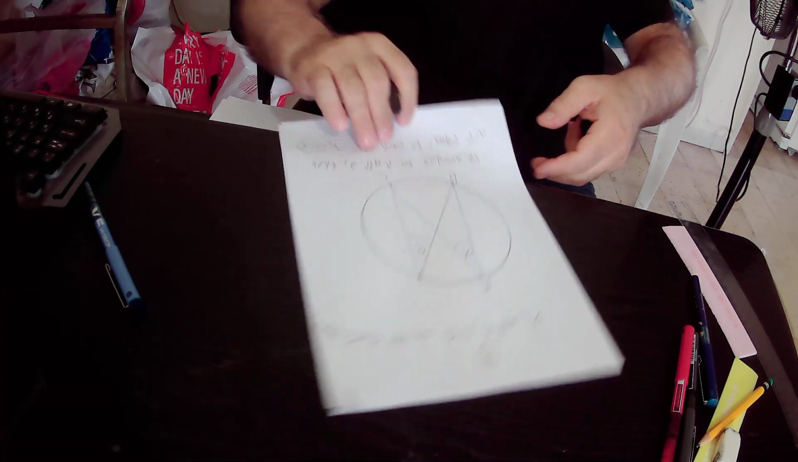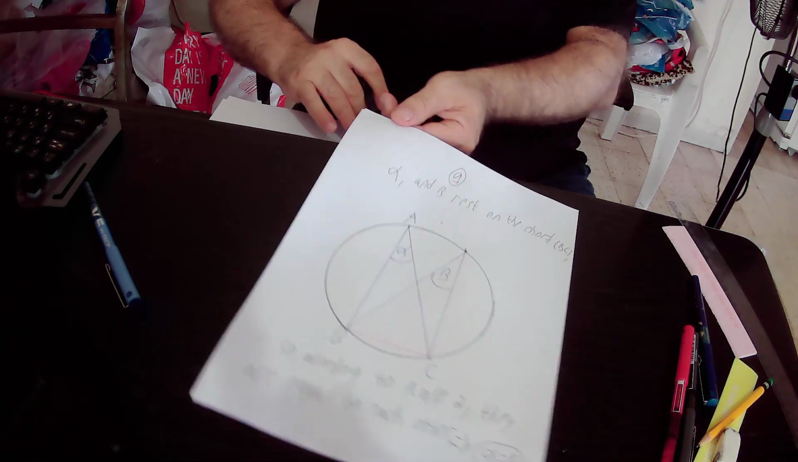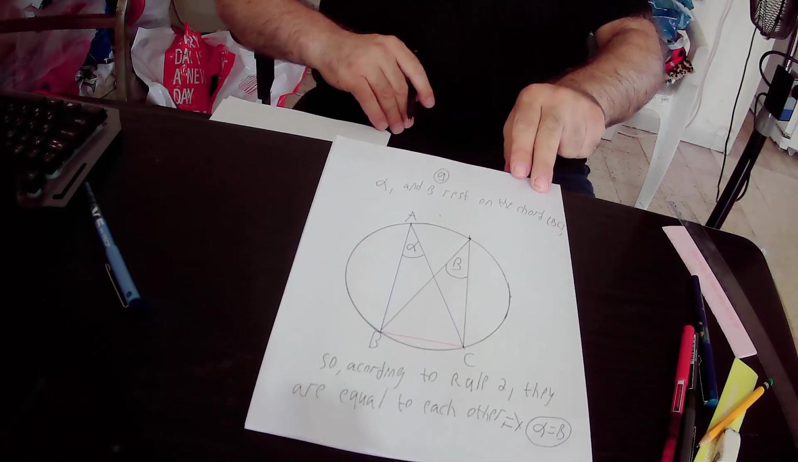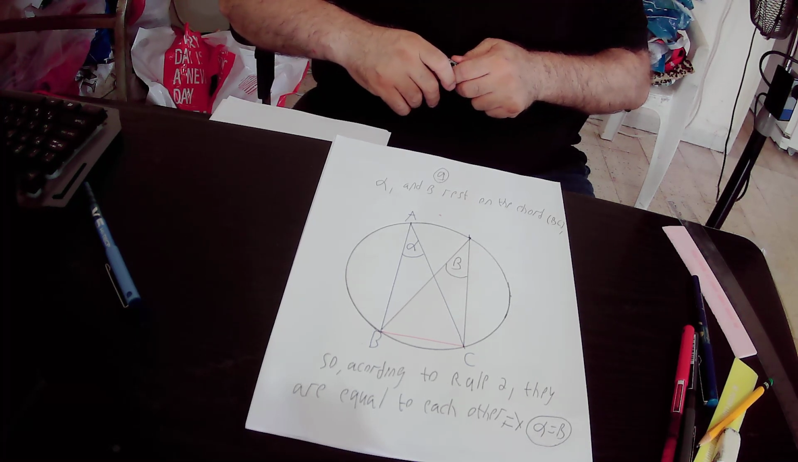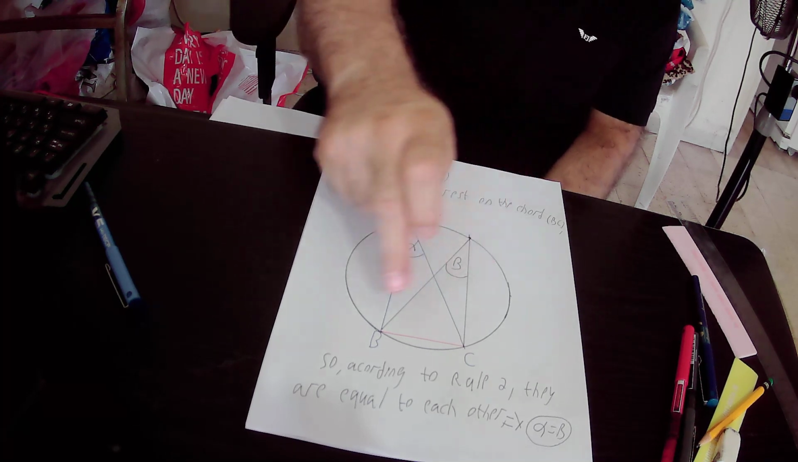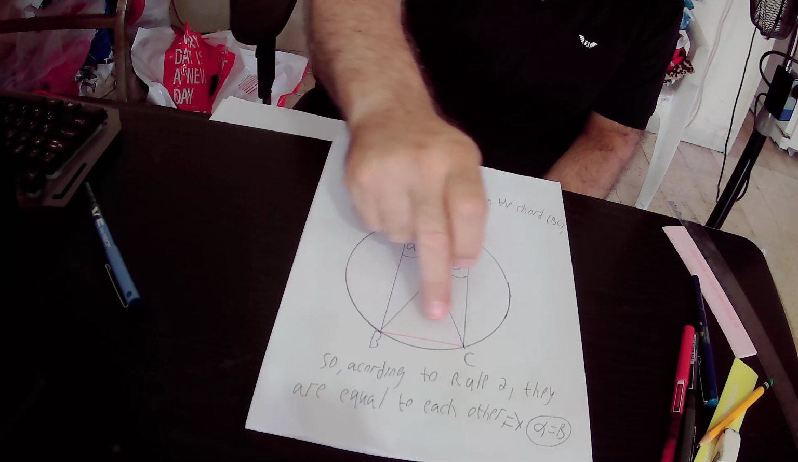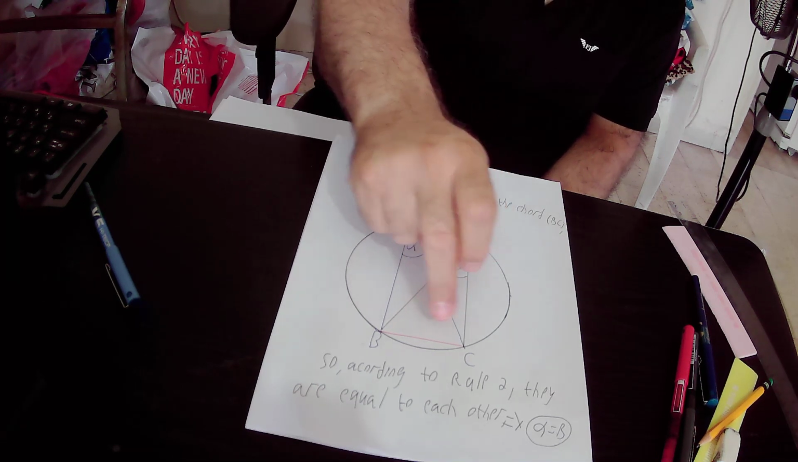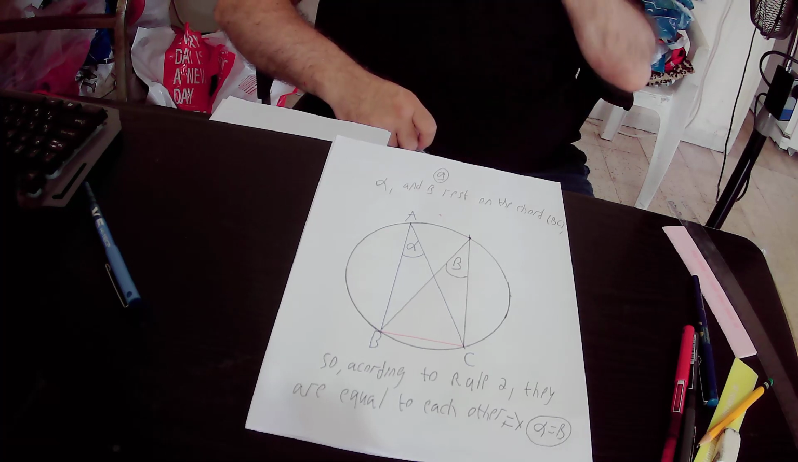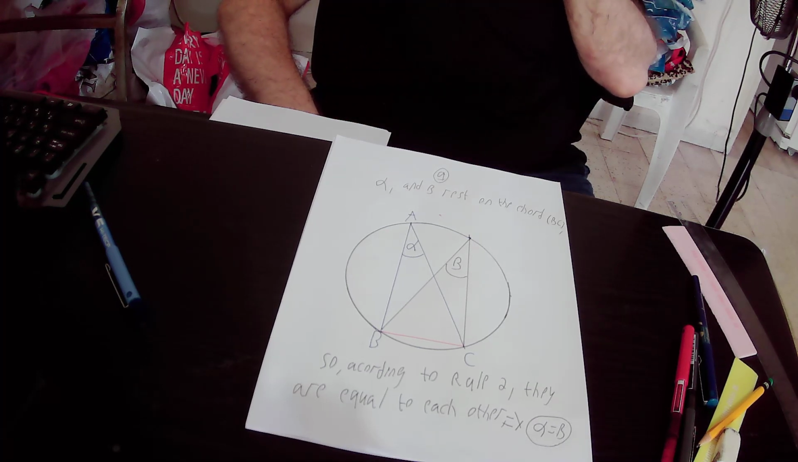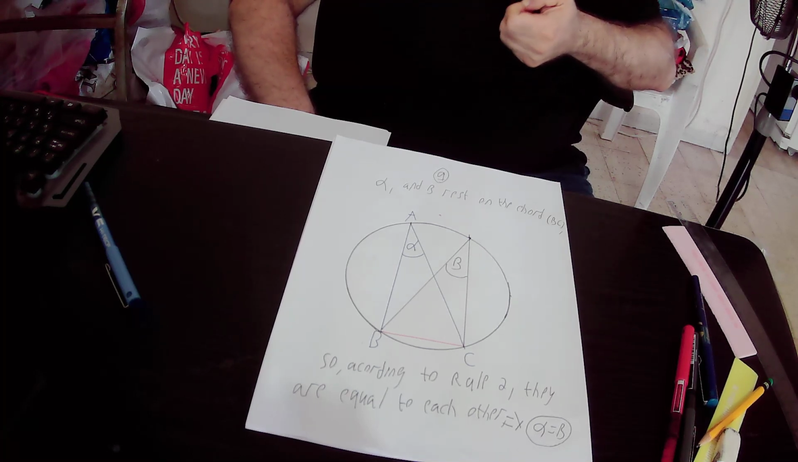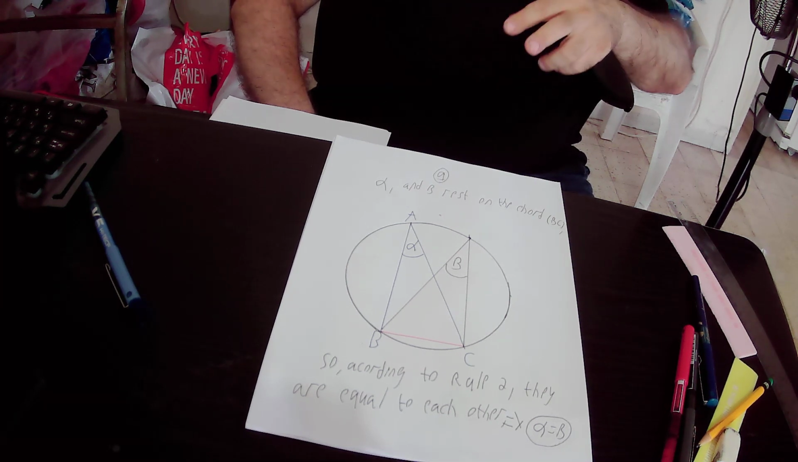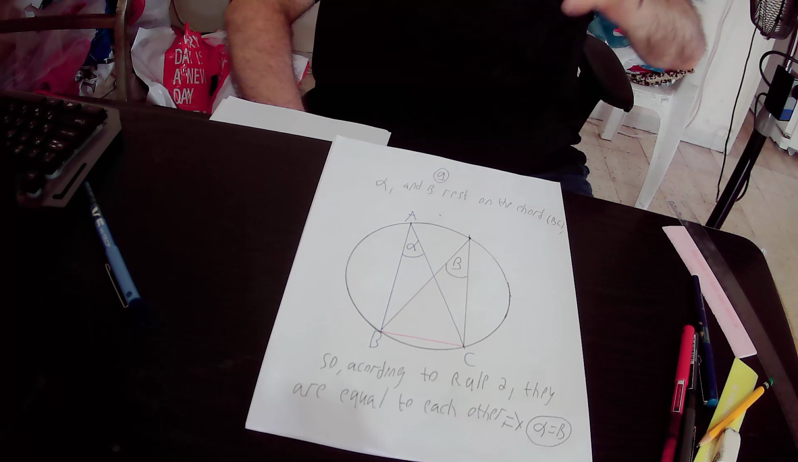Okay, I will read what I wrote again. Alpha and beta, that are peripheral angles, rest on the same chord BC. Alpha rests on chord BC and also beta rests on the same chord BC. So according to rule number 2, because they rest on the same chord, they are equal to each other. That is to say, alpha equals beta because they rest on the same chord BC.